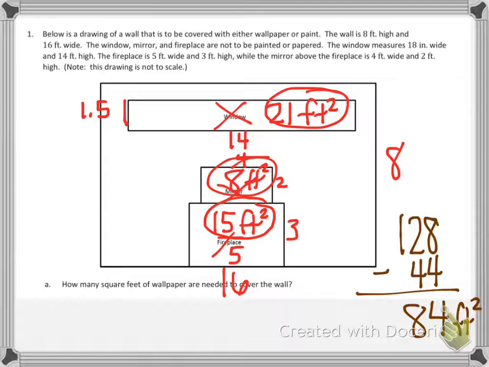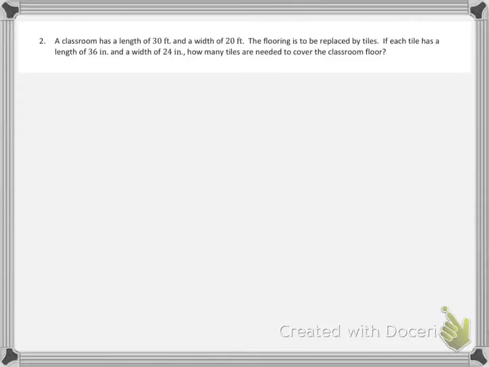84 square feet. Number 2, a classroom has a length of 30 feet and a width of 20 feet, and the floor is to be replaced by tiles. If each tile has a length of 36 inches, which I know is 3 feet, and a width of 24 inches, I know that's 2 feet, how many tiles are needed to cover the classroom floor?